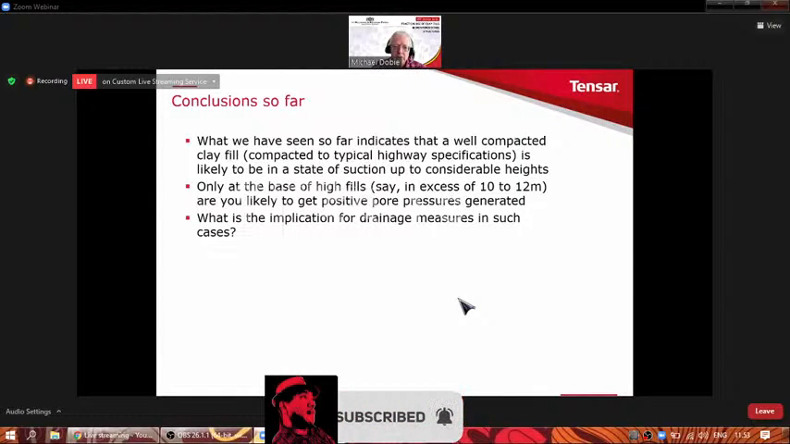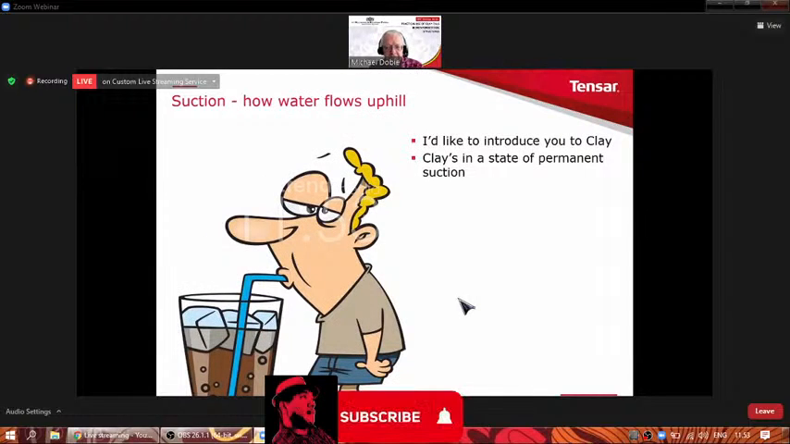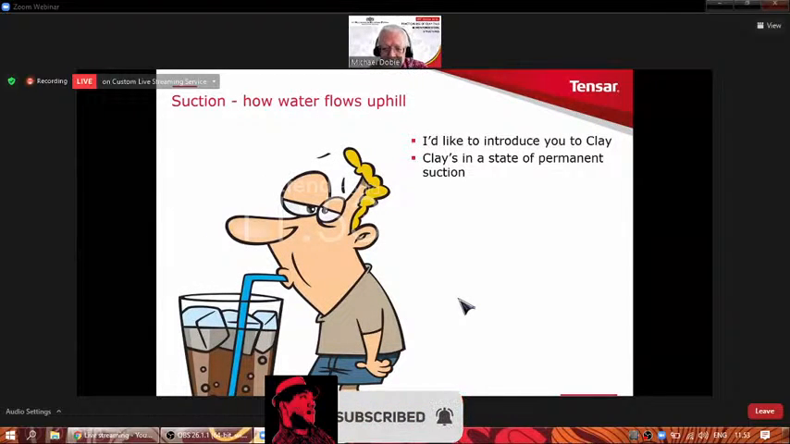So what's the implication of this when it comes to drainage measures? And this is really perhaps the main target of this talk today, how you would go about designing or laying out drainage when you're using a clay fill. So to do this, I'm going to introduce you to a gentleman here whose name is Clay. In fact, I guess here in Indonesia, we're going to call him Pak Clay, all right? And this guy, Pak Clay, he's in a permanent state of suction, all right? So you can see him there.